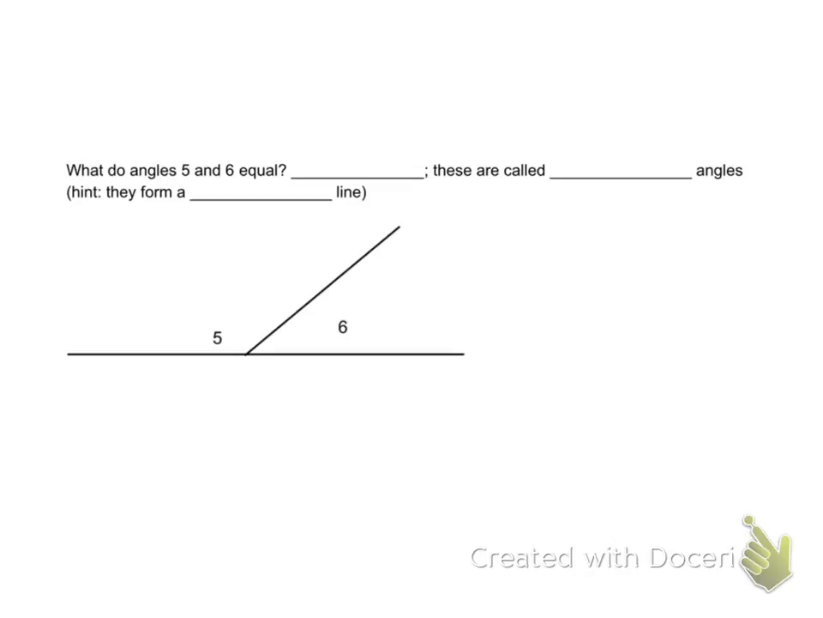Looking at that diagram, angles 5 and 6 will add up to what? 180, because they form a line or a straight angle. What are these called? Supplementary. Supplementary angles. And then on the bottom there it says hint, they form a, I already said that. Straight angle.